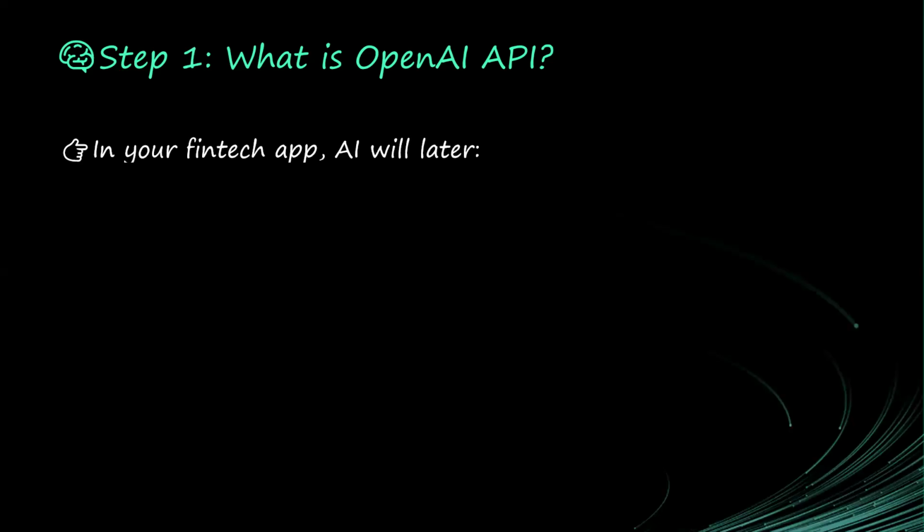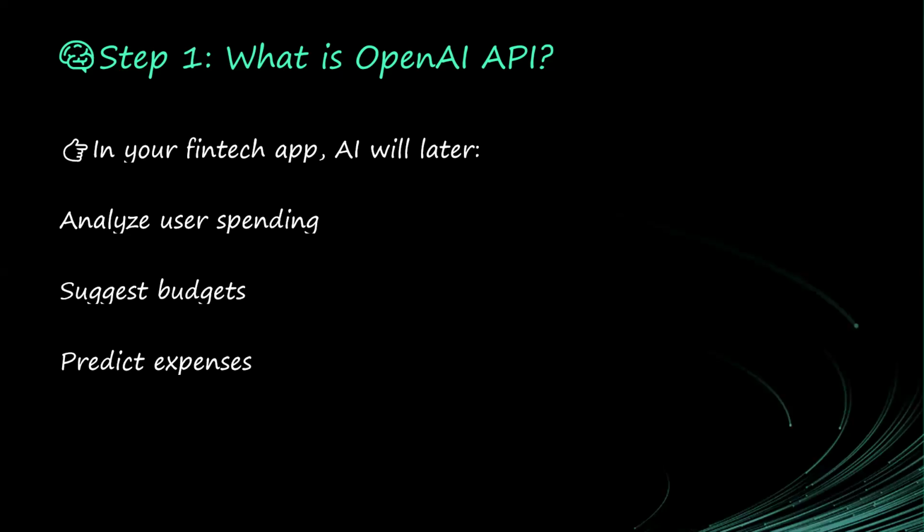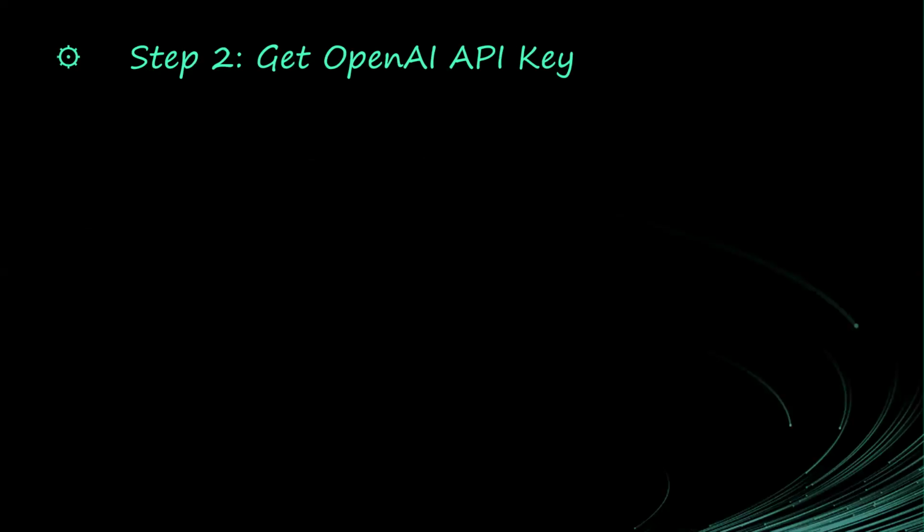So in our fintech app, our AI will later analyze user spending. So basically, we are building a fintech app that users can actually use. It will help them analyze their spending. All right. It will help them suggest their budgets. It will help predict their expenses. Okay. It will also provide a financial assistant chat. So we are going to have a chat box in our application, so users can actually chat with an AI, just as if they are chatting with a human being.